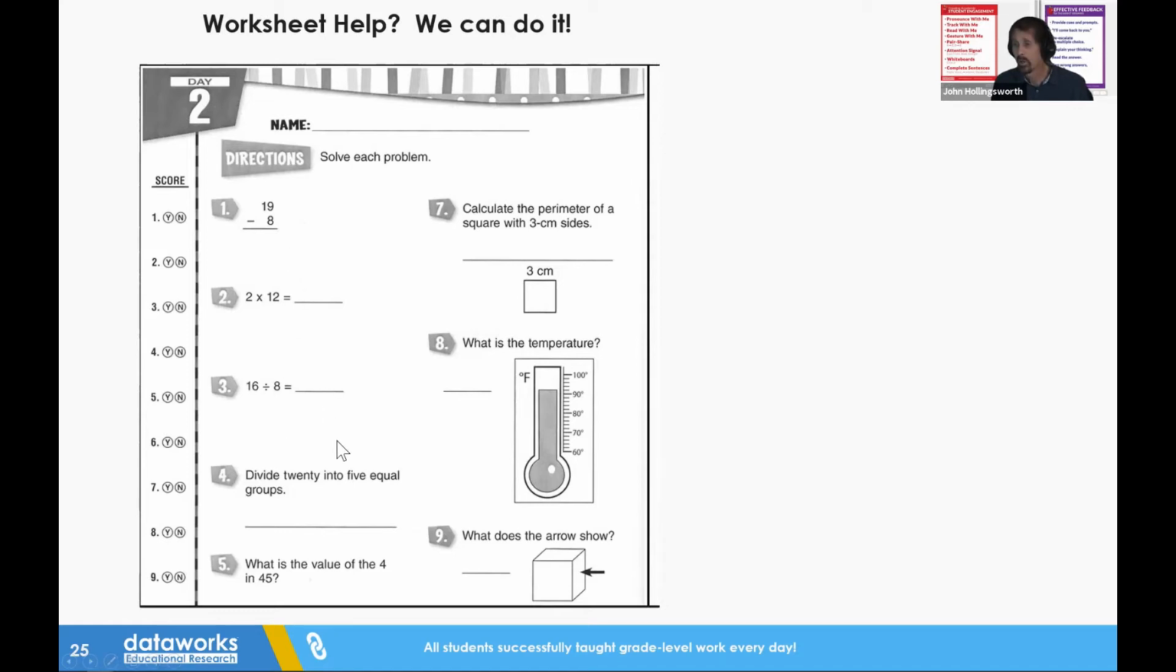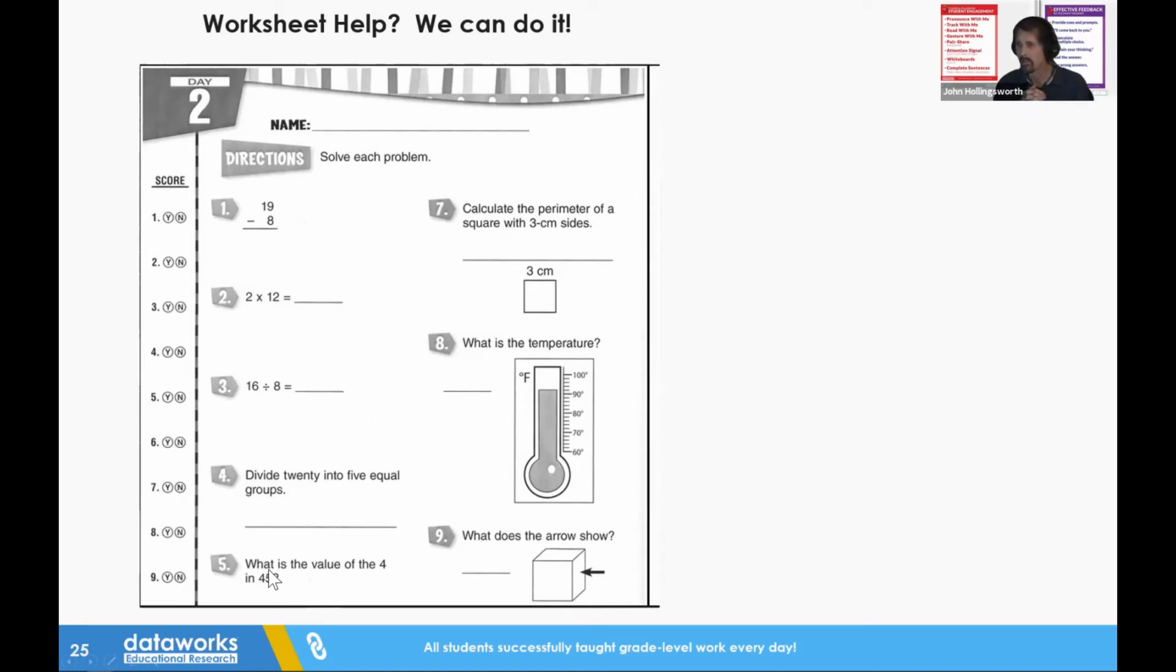Now, number 4, this is a conceptual problem written in words. Divide 20 into 5 equal groups. They didn't just say 20 divided by 5 like problem number 3 did. So students need to be able to read. And we have to have taught conceptually: division means separating into equal groups, addition is adding equal groups. So we have to have used that vocabulary while we're teaching. And probably some of that might be in the standards.